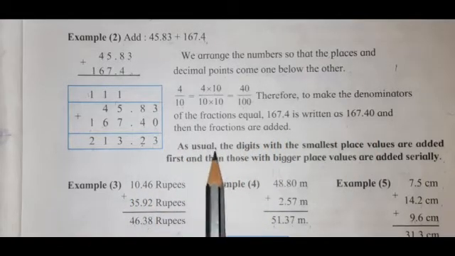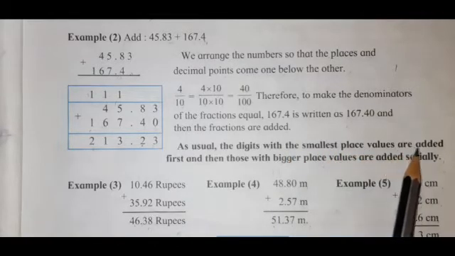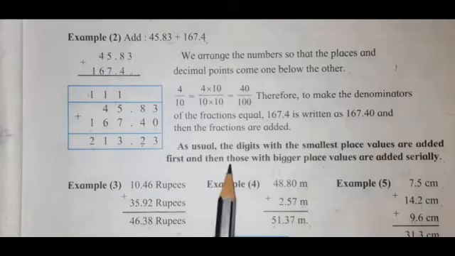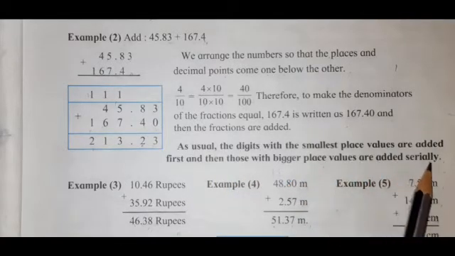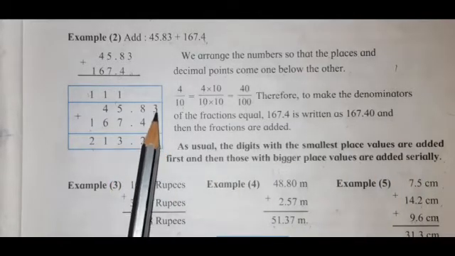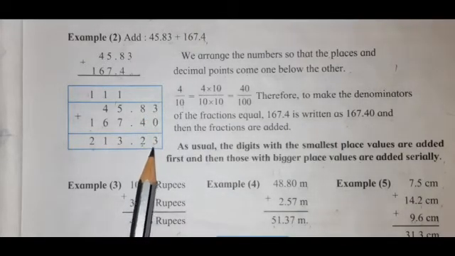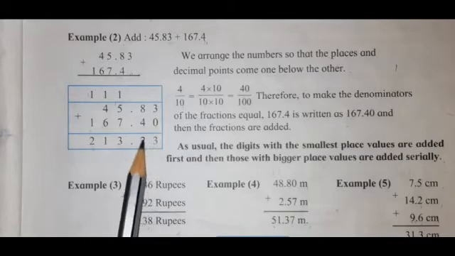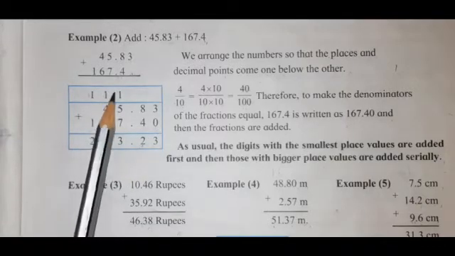Now, as usual, the digits with the smallest place values are added first and then those with bigger place values are added serially. The smallest place value is hundredths place, so we start the addition from hundredths place. 3 plus 0 is 3. 8 plus 4 is 12. So write 2 at tenths place and carry over 1 to unit place.